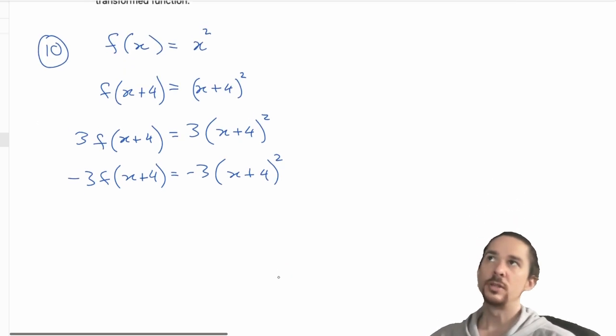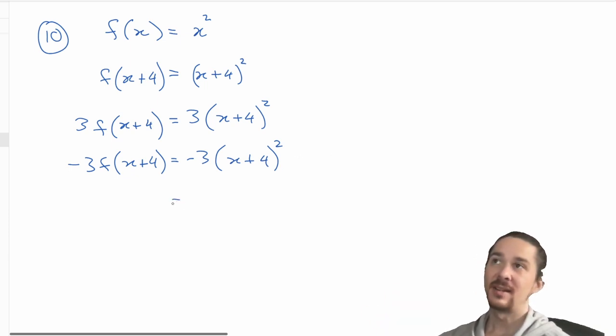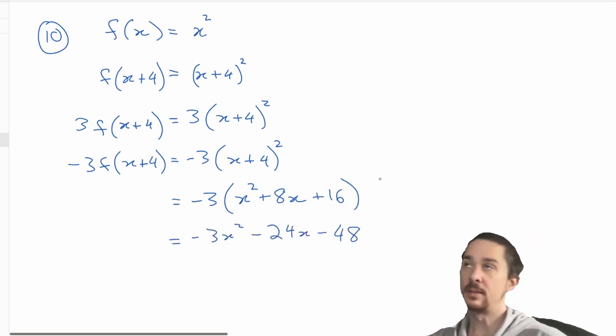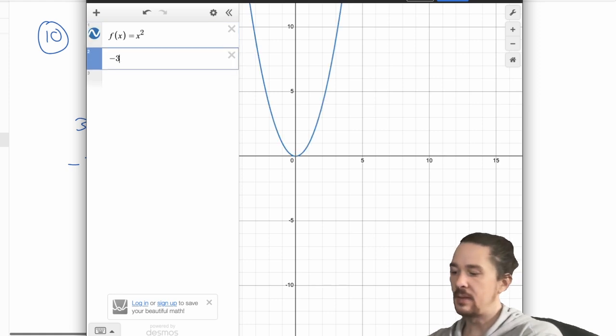Now I want to just do a little bit of extra work here because I want to show you something. If we expand the right-hand side here, we get -3 times x squared plus 8x plus 16, or in other words, -3x squared minus 24x minus 48. Okay, let's have a look at something. f of x equals x squared. Now, what I want to graph next is -3x squared minus 24x minus 48.